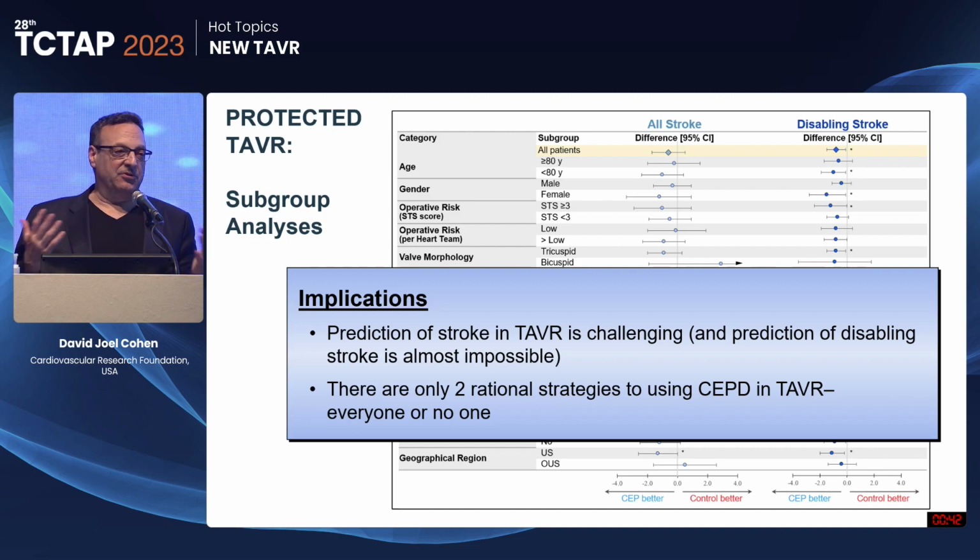And so I would submit that based on the data we have, not the emotions, but the data, there's only 2 rational strategies for using cerebral embolic protection. Either use it in everyone or use it in no one. Now, is there any evidence that maybe we can predict?